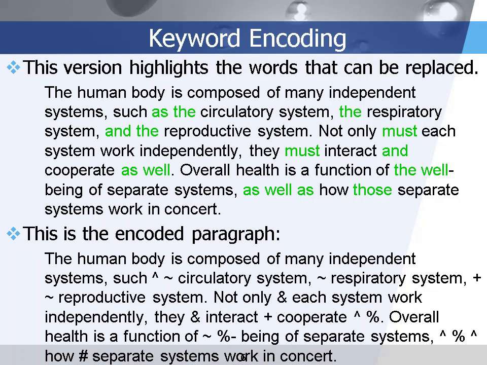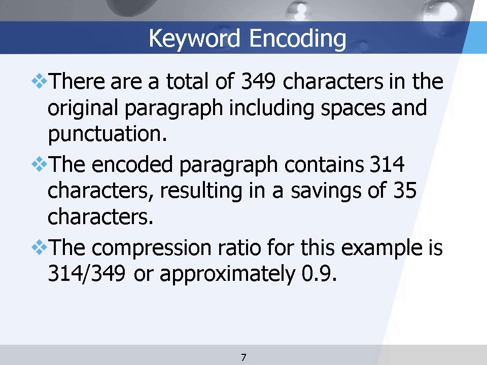So here is an example of keyword encoding. In the first paragraph, you have some keywords, which are in green. In the second paragraph, you replace the keywords by using the symbols according to the previous table. There are totally 349 characters in the original paragraph, including spaces and punctuation. But the encoded paragraph only contains 314 characters, resulting in a saving of 35 characters. So in this case, we can calculate the compression ratio. It is approximately 0.9. We use the size of the file after the data compression divided by the size of the original file to get the data compression ratio.